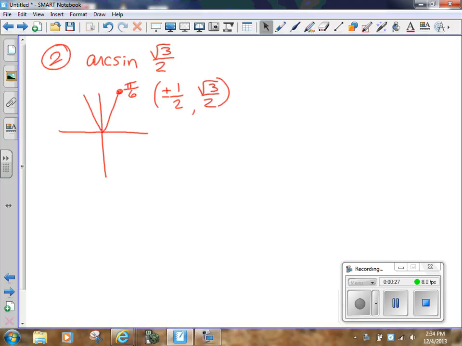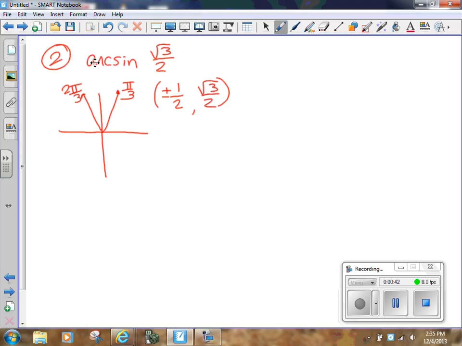This one over here, that's pi over 3 actually. What am I doing? Was that right? Pi over 6, right? Why not 3? Pi over 3, thank you.